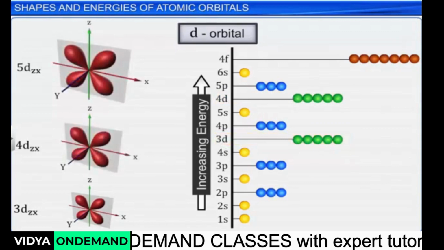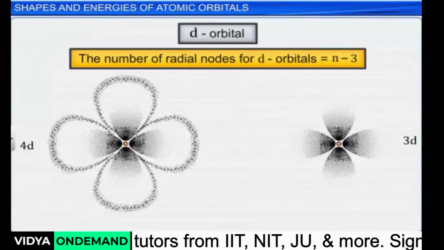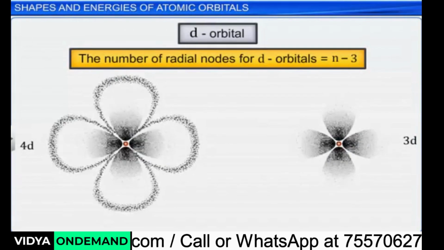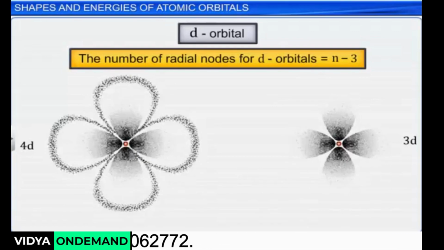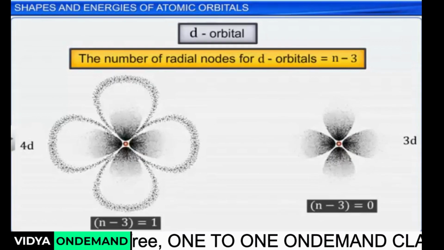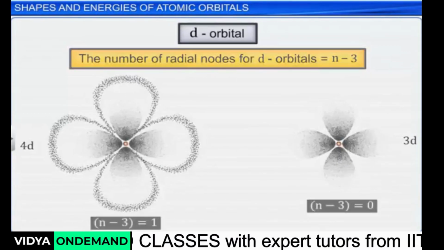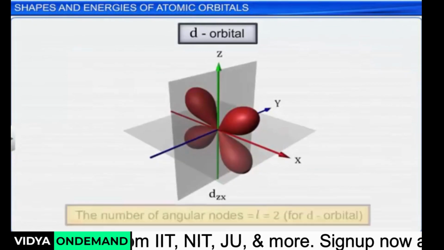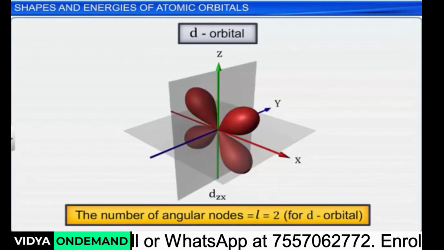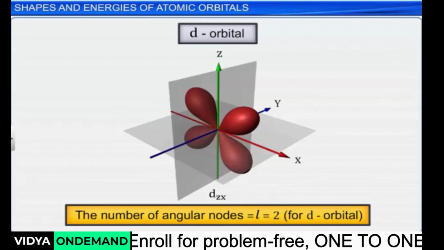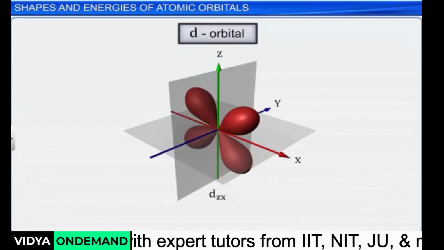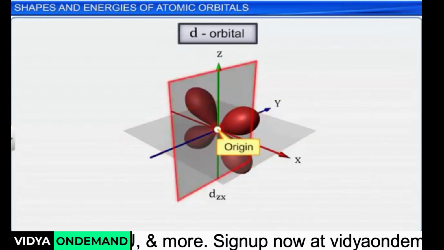The number of radial nodes for d orbitals is given by the expression n-3. Therefore, the number of radial nodes is 0 for 3d orbital, 1 for 4d orbital, and so on. On the other hand, the number of angular nodes is equal to the value of l, that is 2. Hence, 2 angular nodes exist for a d orbital. For example, for the dxz orbital, there are 2 nodal planes passing through the origin and bisecting the xz plane containing the y-axis.